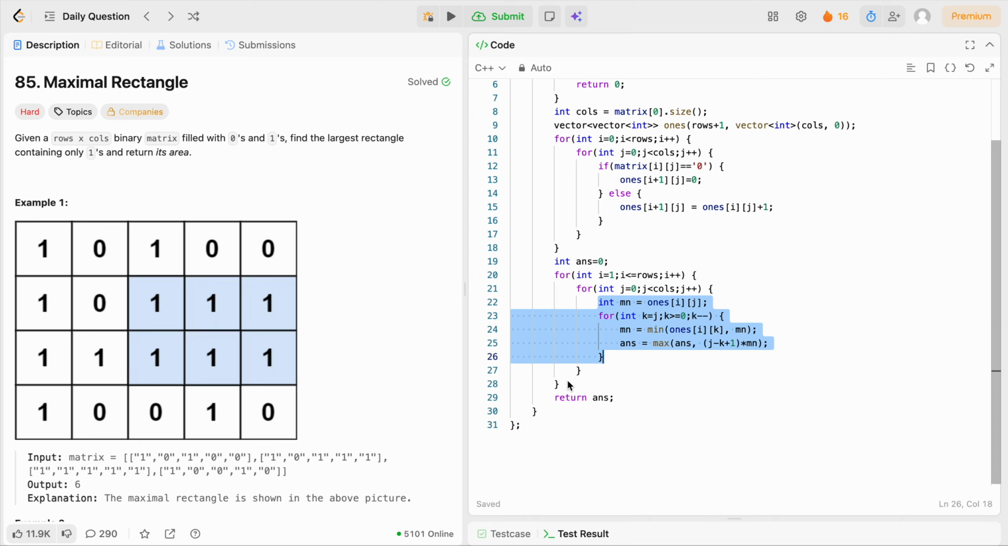So yeah, that's about it. The time complexity of this problem is of the order of rows times columns, multiplied by columns or rows, right? There is another better algorithm to solve this problem which uses monotonic stacks, which would solve this in order of rows times columns, but we will discuss that in some other video.